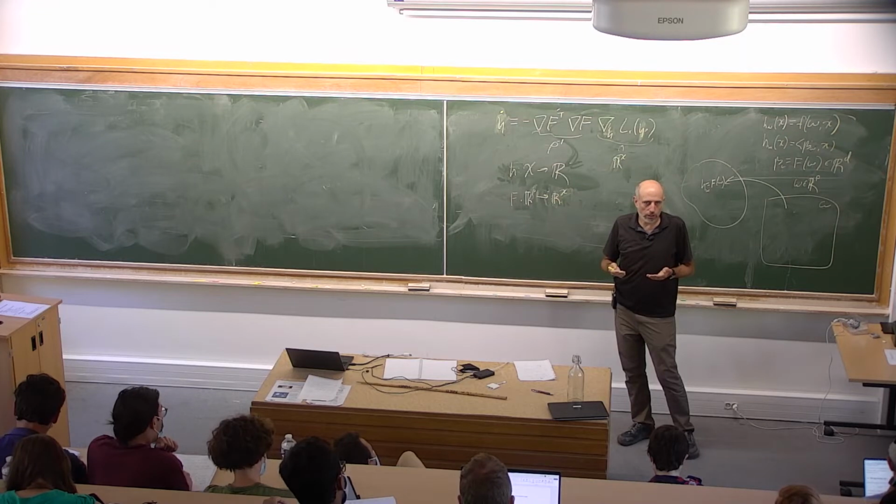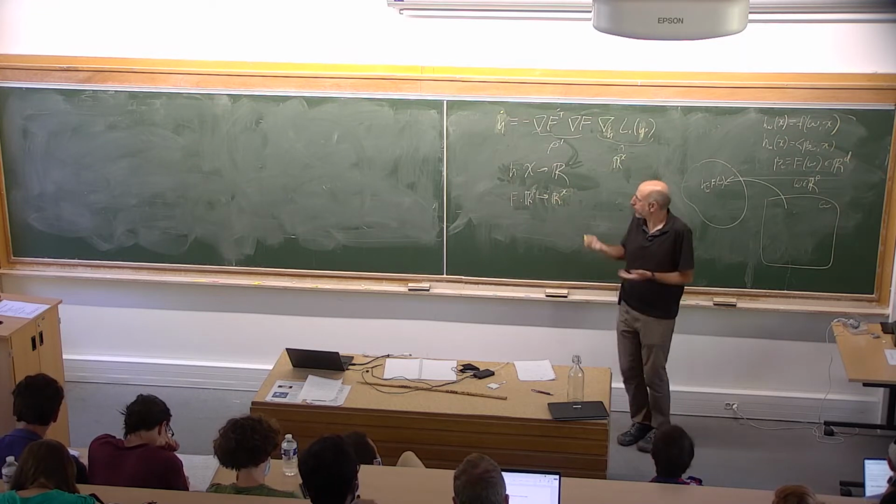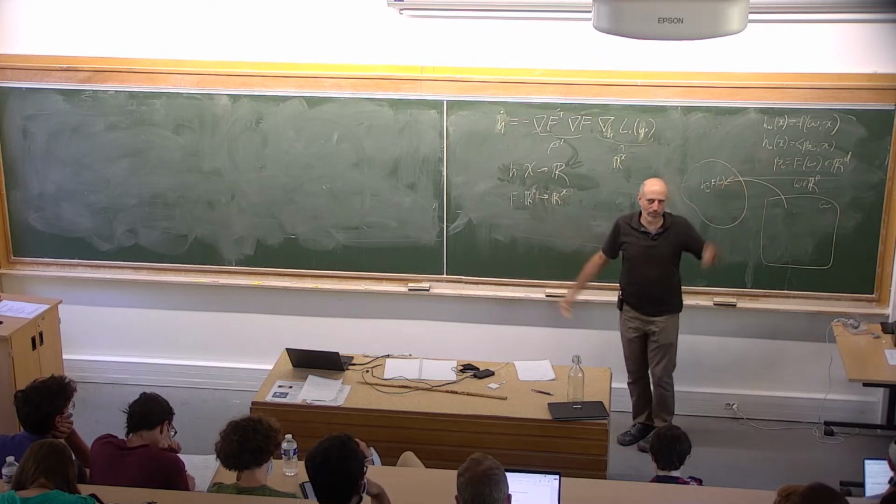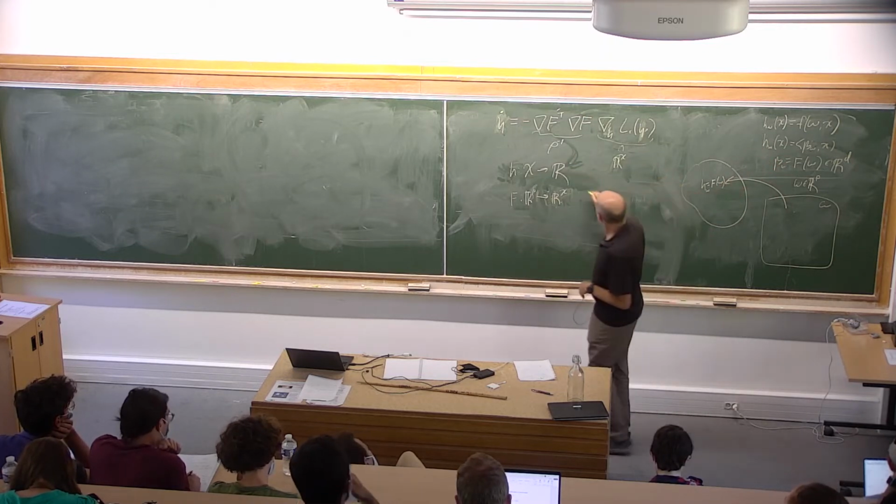So how can we write it? I mean, you can think of it as a big matrix, and we can write explicitly what.